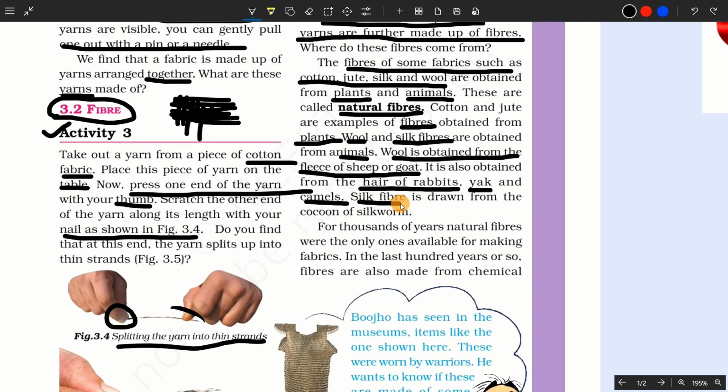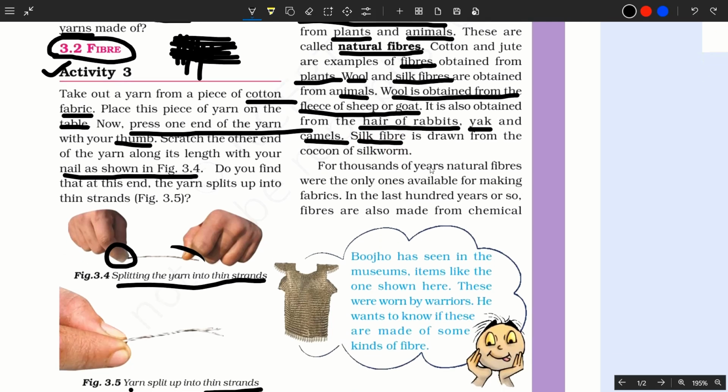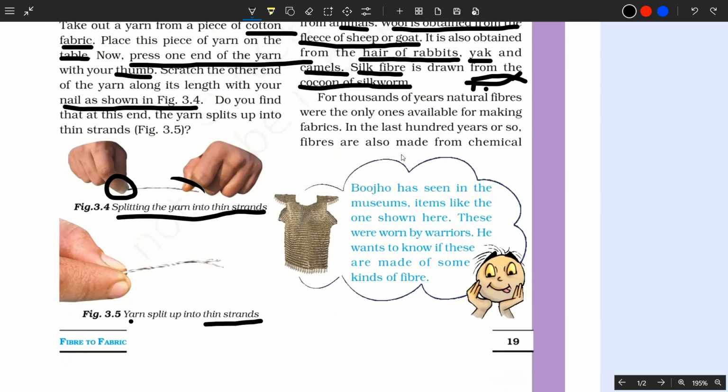Where does silk fiber come from? Silk fiber is drawn from the cocoon of a silkworm. A silkworm is a small insect. The silk fiber comes from the silkworms.